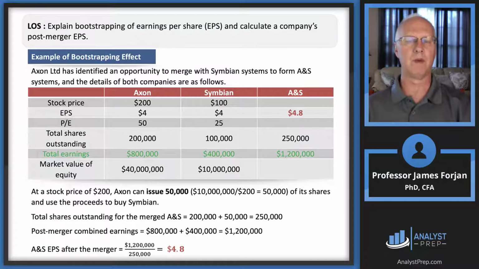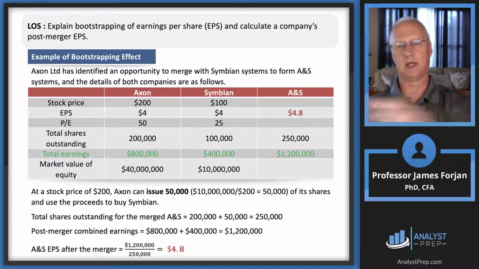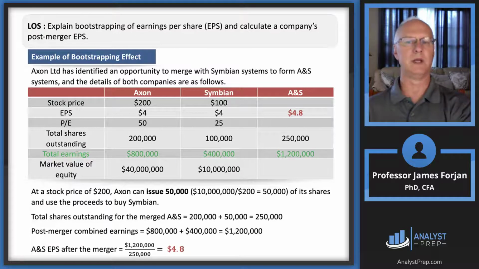And so remember, if you hit this in a vignette, the Institute is probably going to have to give you a table similar to this, and somewhere in there they'll probably tell you, or even just give you the green row like we did here, that total earnings is just a 1 plus 1 equals 2.